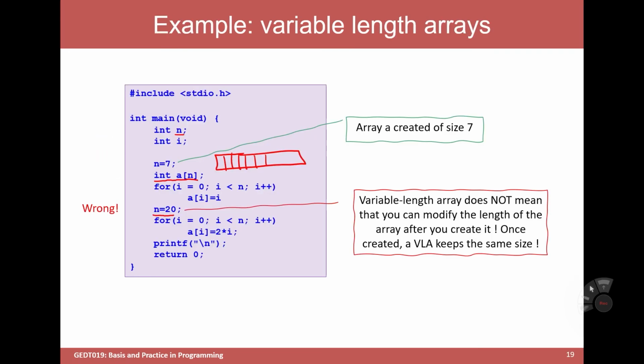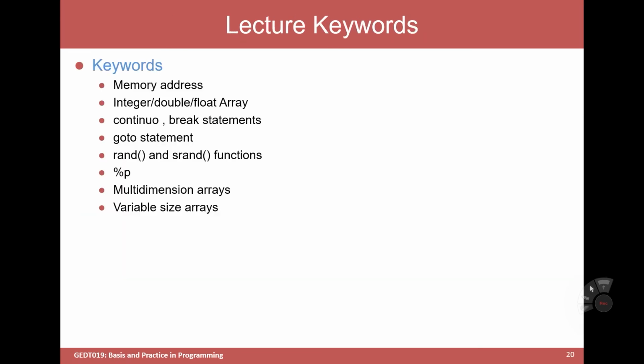Okay, so this is the end of the array. Today we talked about memory addressing of the array. We talked about how to create arrays of integers, doubles, and floats. We also talked about continue and break statements in the first video, goto, and rand and srand. We talked about how to print addresses with printf using %p. We also talked about multi-dimensional arrays and variable size arrays.